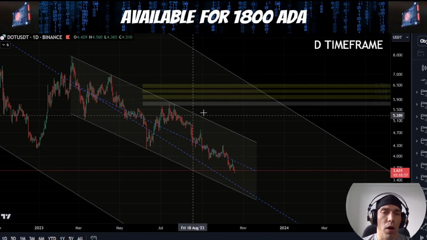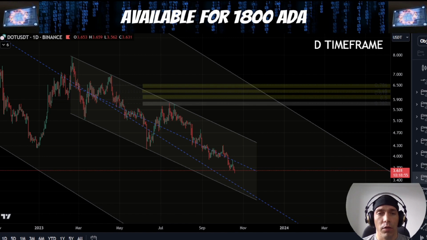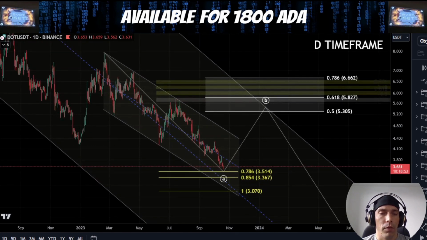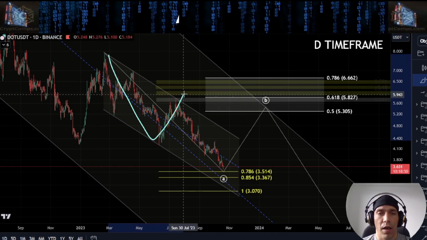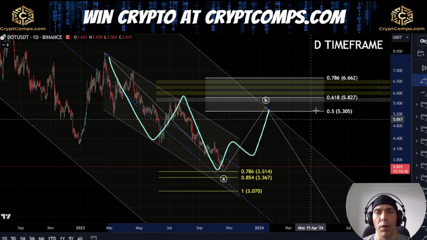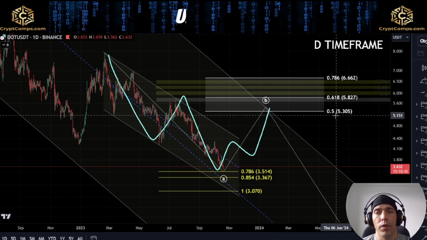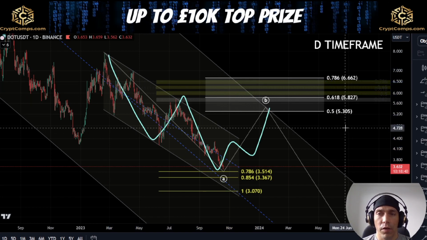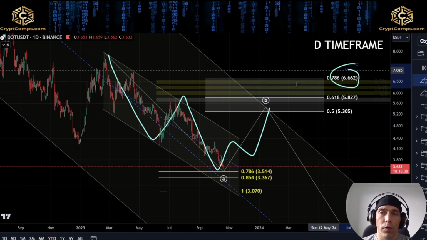If, however, the Y wave is actually starting to play out deeper here, what we could find is that this whole move completes as A, B, and C. And then we look to actually get a 3-wave move to the upside, where we could only bounce up towards this 50% to the 786, which would be this 530 to the 666.